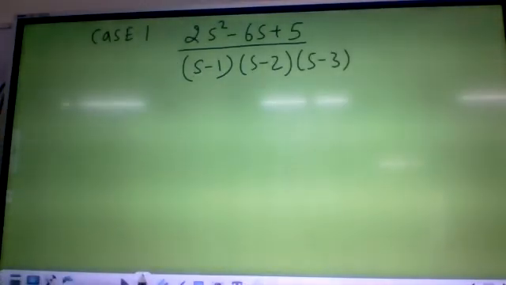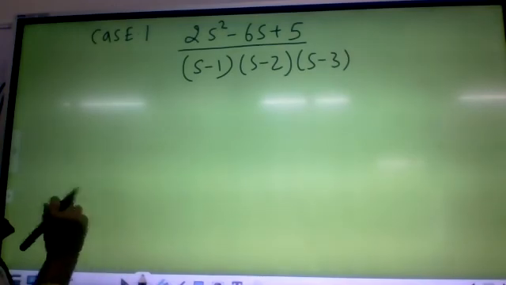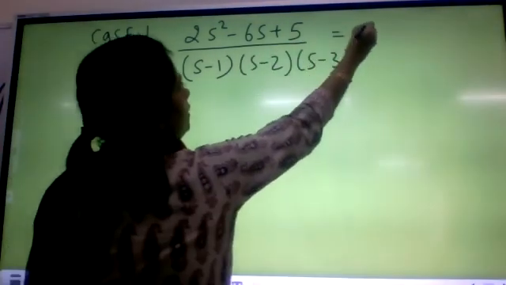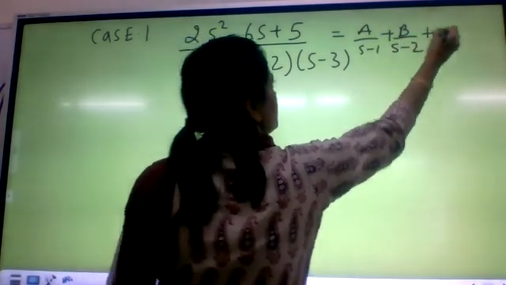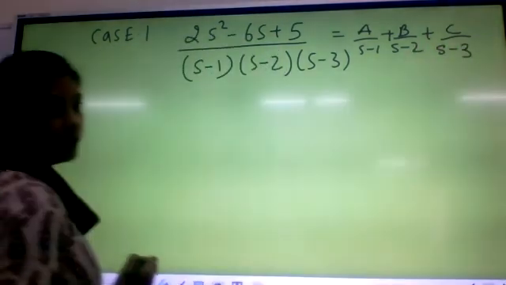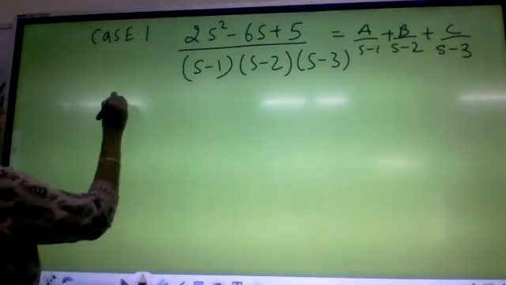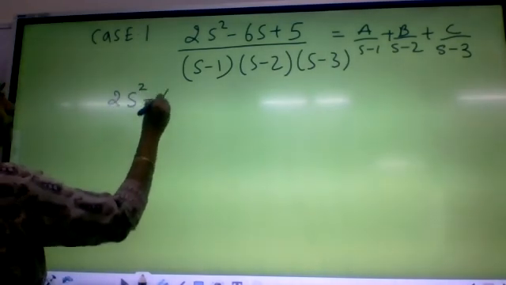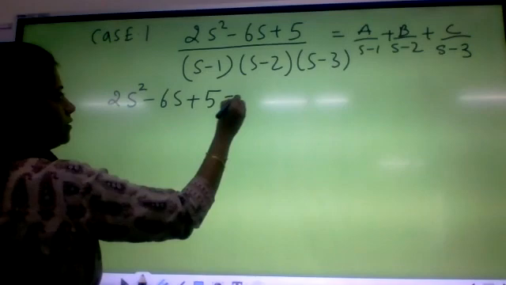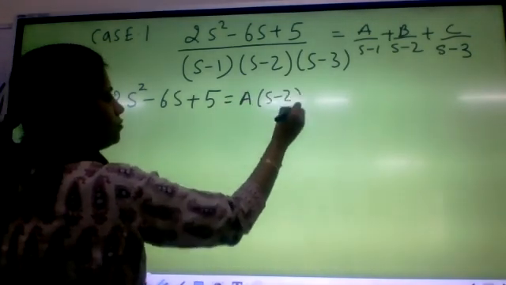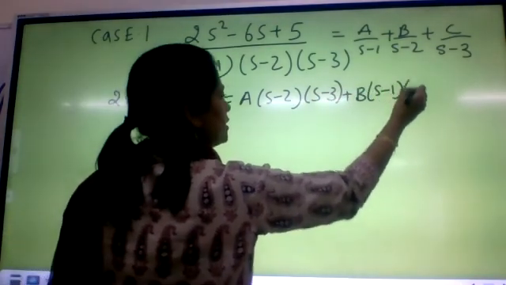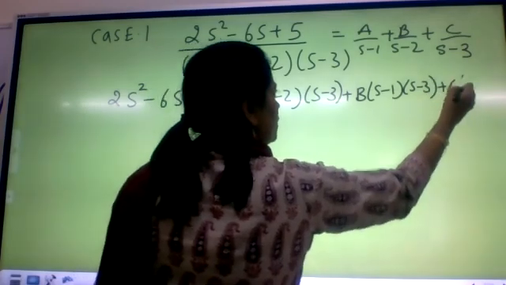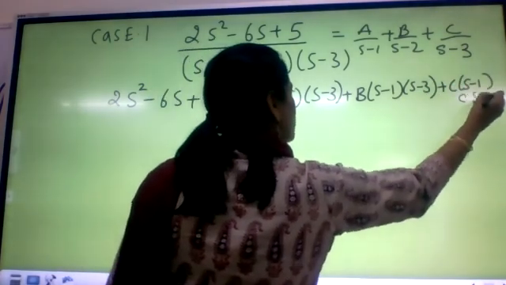Let us see this question. Again, see, this is case 1 where I have linear non-repeated factors. So what I will do, I will rewrite it as a upon s minus 1 plus b upon s minus 2 plus c upon s minus 3. Correct? Now I will take the LCM. So 2s squared minus 6s plus 5 is equal to a (s minus 2)(s minus 3) plus b (s minus 1)(s minus 3) plus c (s minus 1)(s minus 2).